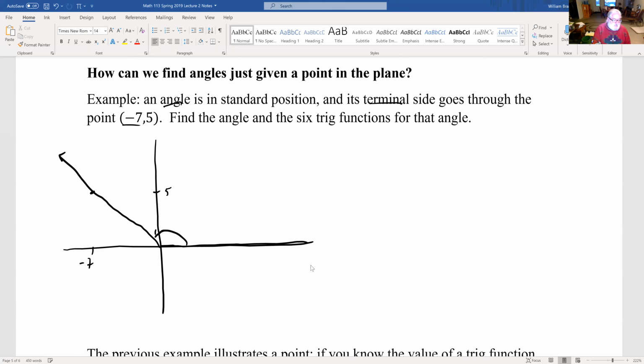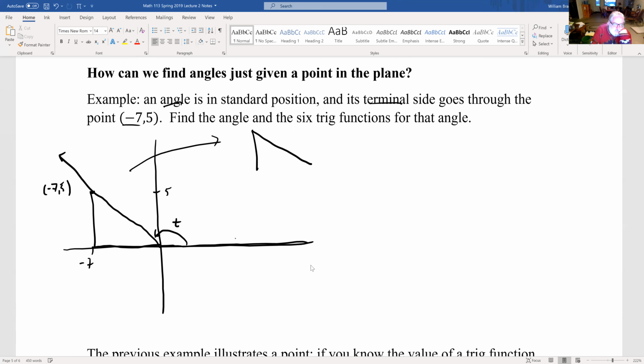So this is the angle that we're dealing with, t. And this point is (-7, 5). And so we don't know right now what the trig functions are because we're not in a unit circle, but we can draw a triangle. Here's a nice triangle.